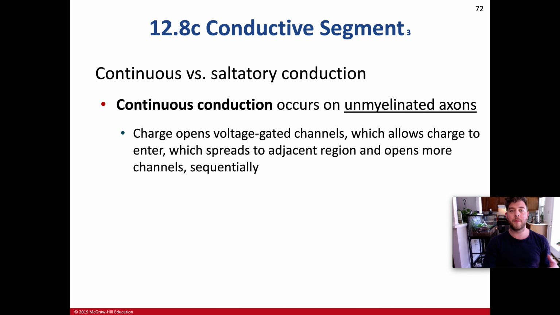Okay, so how is that signal conducted? It has two different methods of being conducted, both continuous or saltatory. Continuous conduction happens on unmyelinated axons, just exposed axons. The charge opens voltage-gated channels that allow charge to enter, which spreads to an adjacent region and opens more channels sequentially. It's still going to go in one direction. Even without the myelin, the axon will still have the absolute and relative refractory periods, so the signal will still go in one direction.